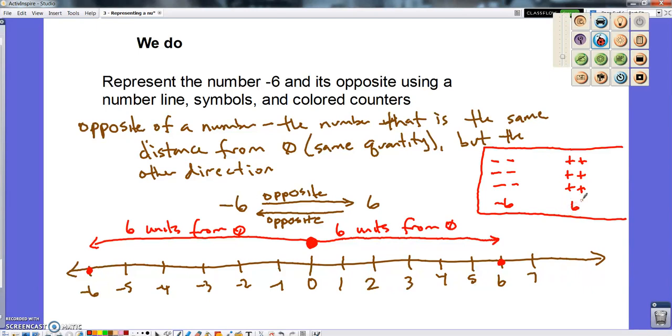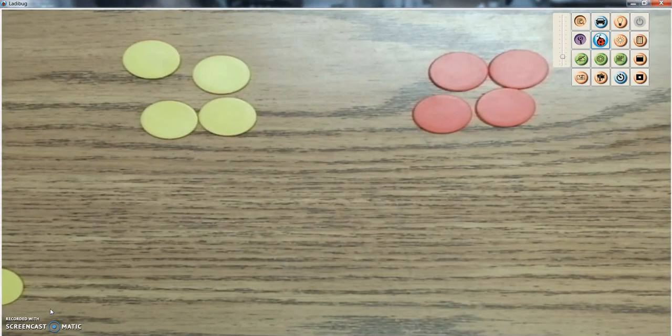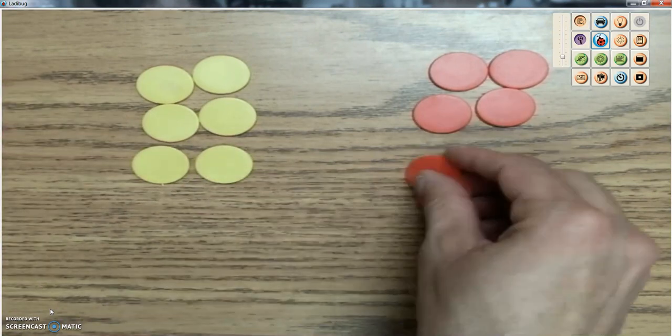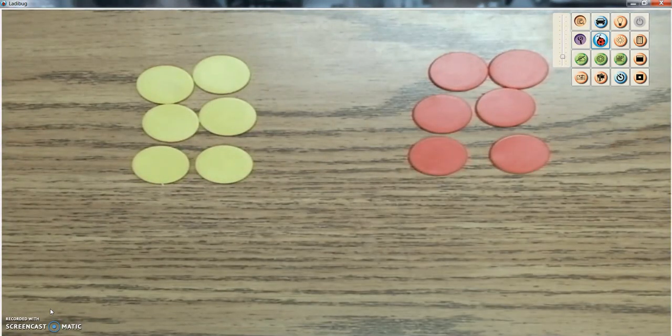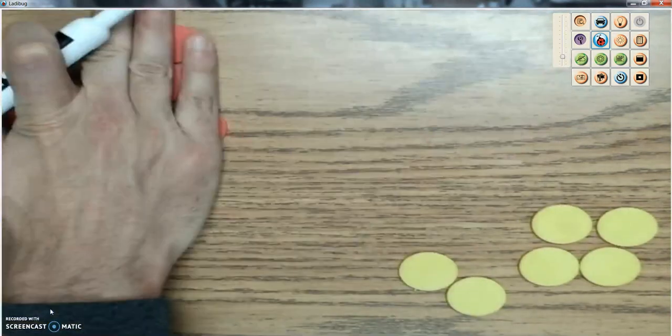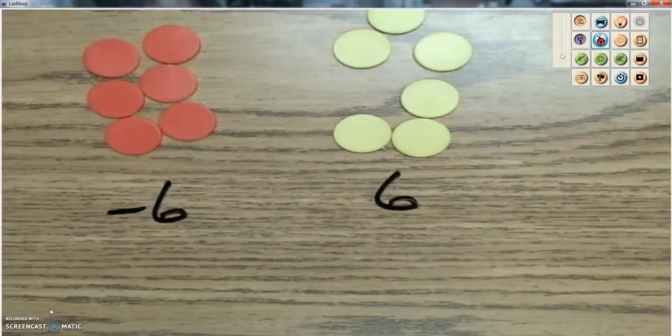And then the third way, not always, and I won't do this as often, but a lot of times, if you see a video or something like that with negative numbers involved, they'll show positive numbers with yellow counters and negative numbers with red counters. So this would be like, I guess I'm kind of backwards here, right? -6, 6. Usually yellow's positive. I'm not sure why that is the custom.